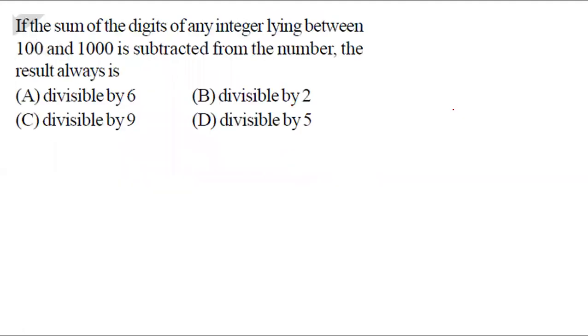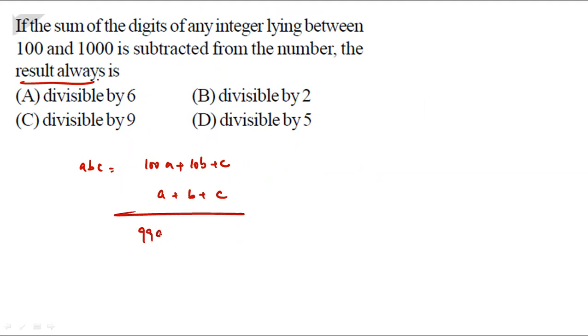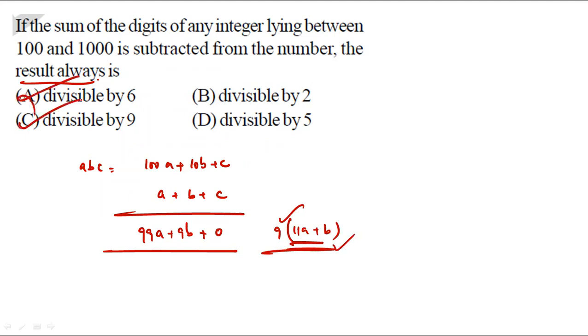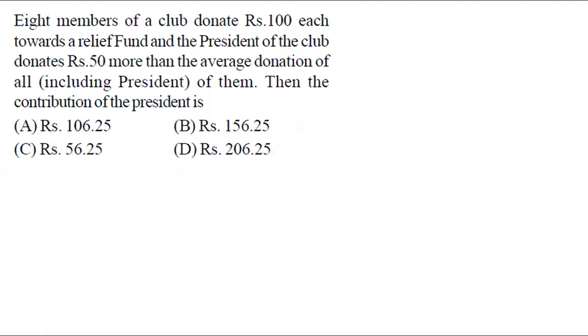14 centimeter square. The sum of the digits of any integer lying in between 100 and 1000 is subtracted from the number. It is a 3-digit number ABC. How do you write ABC or XYZ? If I take ABC, it will be what? 100A plus 10B plus C. Subtracted from the number. Okay. See, he's saying the sum of the digits. So sum of the digits is nothing but what? A plus B plus C is subtracted from this number. You're getting 99A plus 9B plus 0. So it will be divisible by what? It is always divisible by 9. So it is definitely divisible by what? 9. Understood?